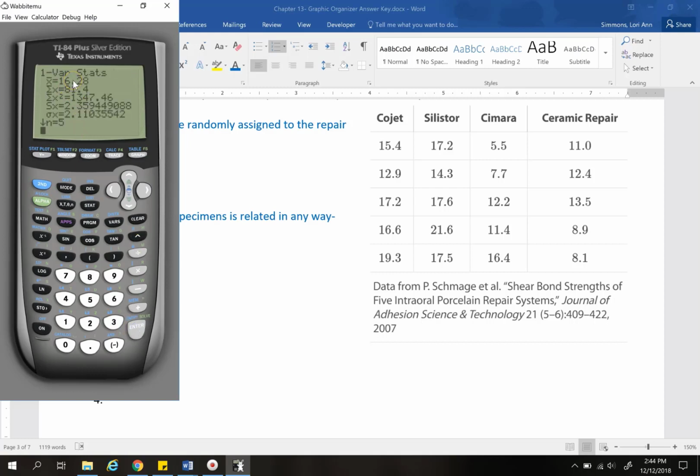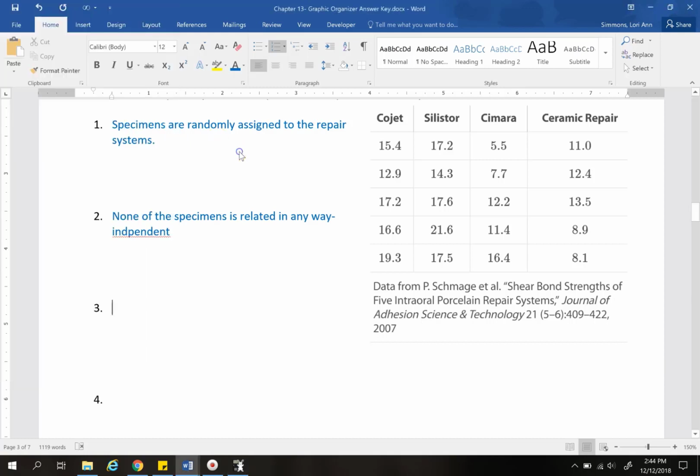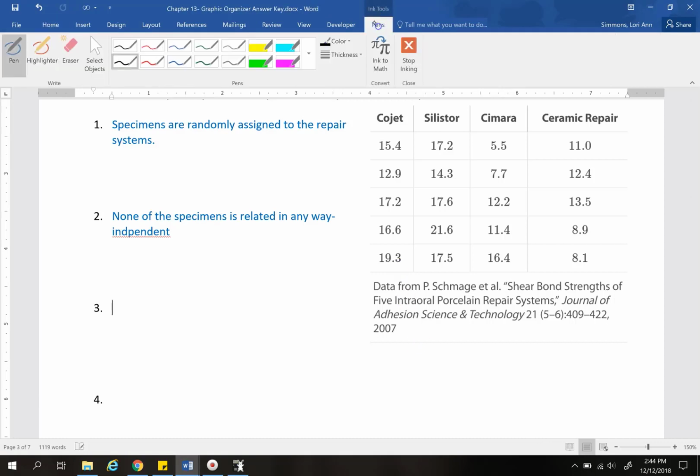Here the mean is 16.28, and then you're going to want the sample standard deviation for step 4. So I would copy that down as well. It's 2.36, because we're looking at the sample. So I'd like you to pause the video and repeat that for the next 3 different shear bonds. So we had 16.28, and then the sample standard deviation was 2.36.